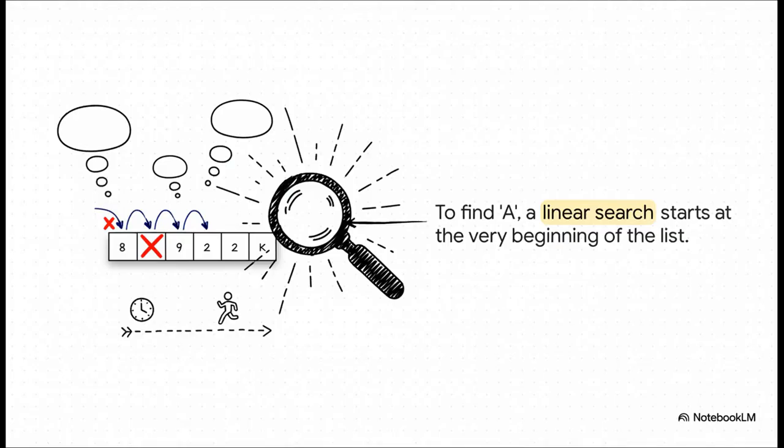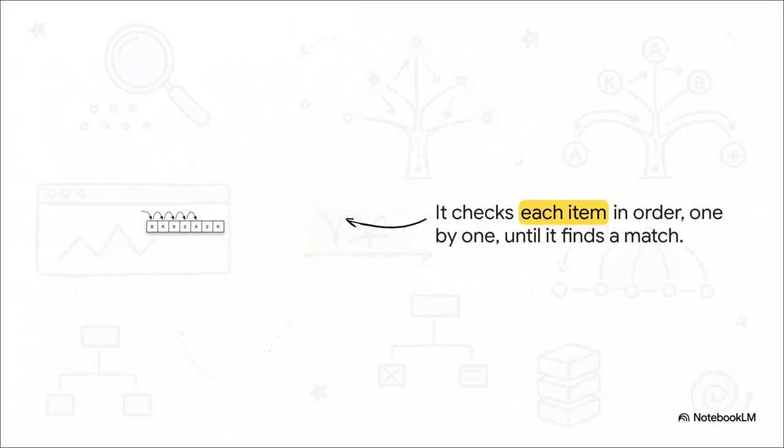Okay, let's make this real. Imagine we're trying to find the letter A in this jumble of items. With a linear search, you start right at the top. First item is the number 8. Is that A? Nope. So we move on to the next one. K. Still not it. Then the 9. Nope. Then the 2. Nothing. And then finally, on the 5th try, boom! There it is. We found our A. It's simple, for sure, but you can probably already see the problem.